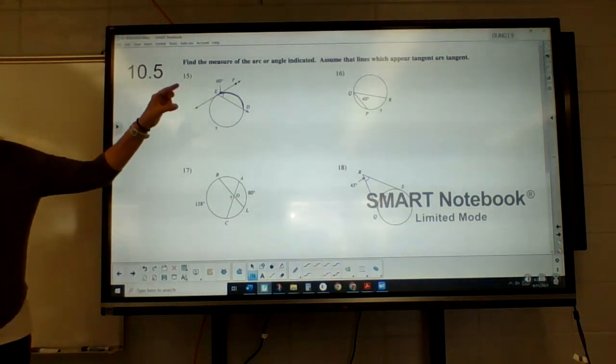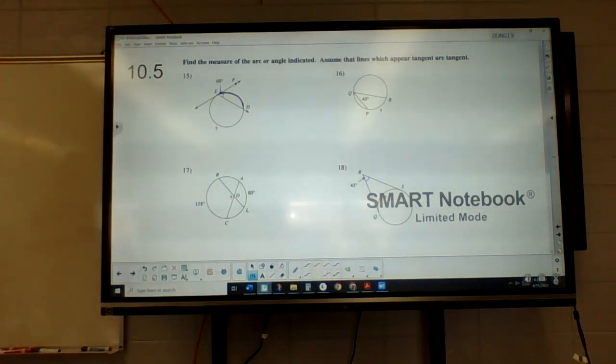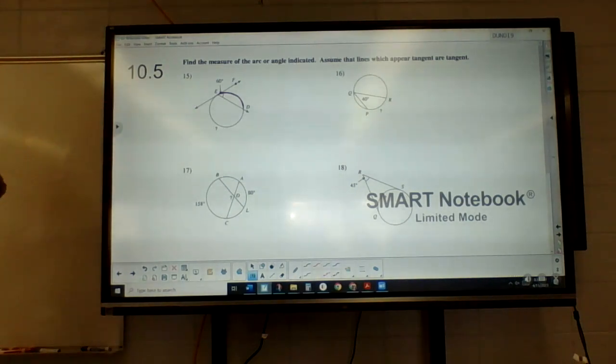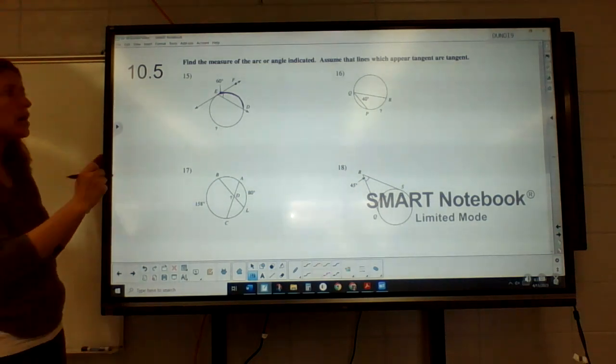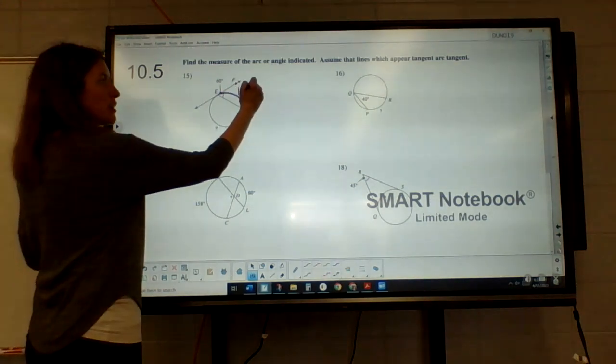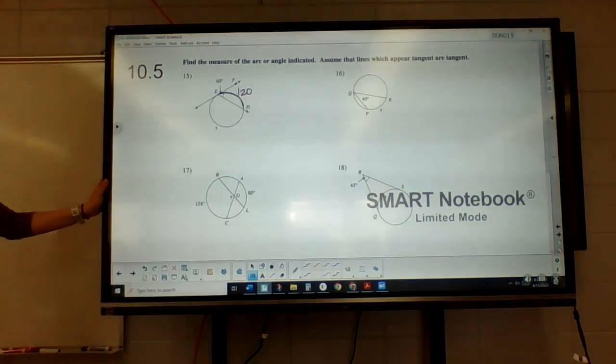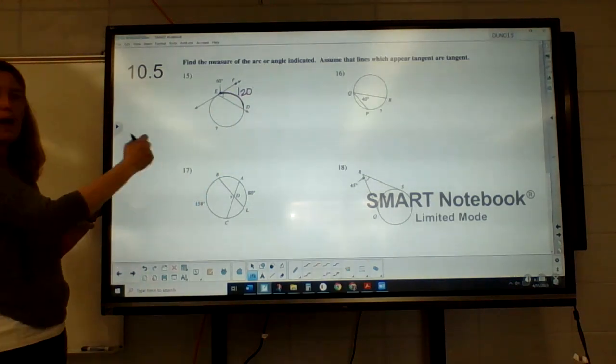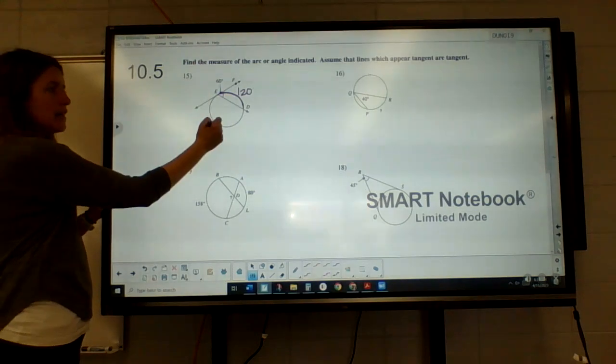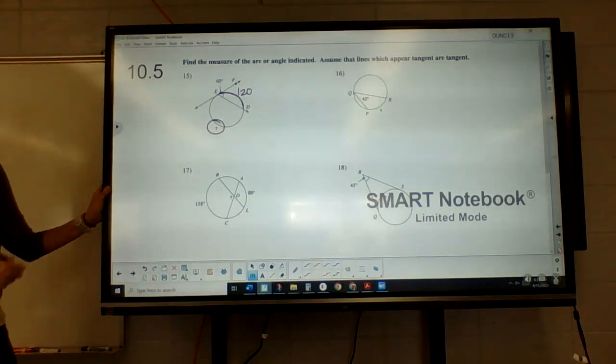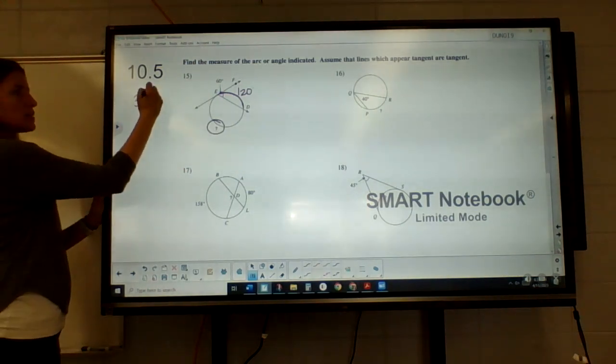What do I know about the arc from E to D? They're telling me that little angle is 60. So what do I know about the arc? Multiply by 2. So this little arc here is going to be 120. If I know that all the way around the circle is 360, so to figure out this unknown, I'm going to do 360 minus 120.